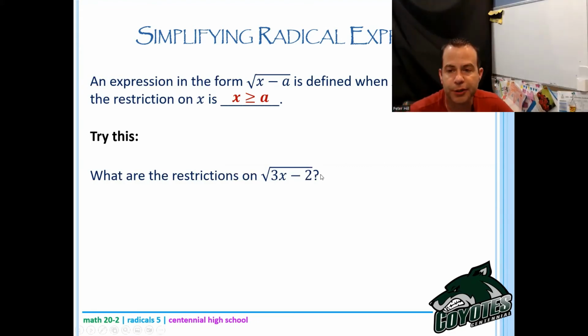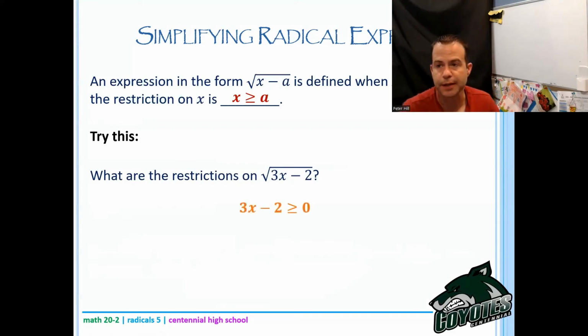So what are the restrictions on the root of 3x minus 2? Well, I'm going to take the radicand and just say it has to be greater than or equal to 0. So 3x minus 2 has to be greater than or equal to 0. Now I just got to bring that 2 over. I'm going to add 2 to both sides and divide both sides by 3. So I end up with x has to be greater than or equal to 2 over 3.